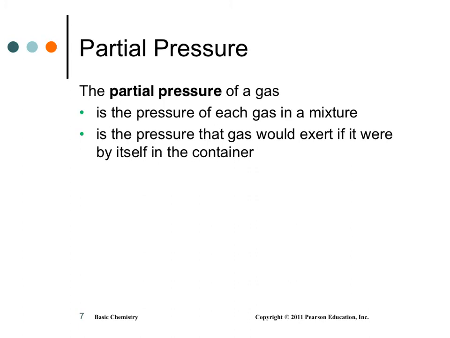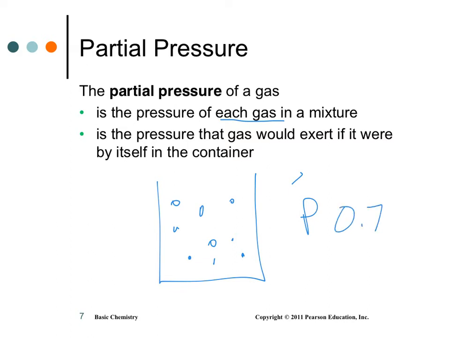There are a couple different things that we'll talk about that are pretty interesting. The partial pressure of a gas is the pressure of each gas in a mixture, making up the total. It is the pressure that the gas would exert if it was by itself in a container. So here's my oxygen gas particles. Let's just say that that's exerting a pressure of 0.7 atm. Pressure of my oxygen. Now I add in some carbon dioxide.